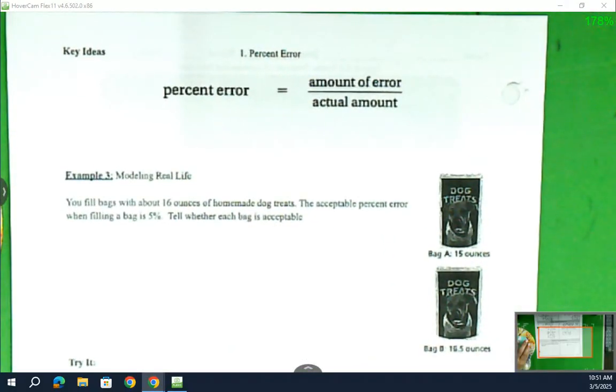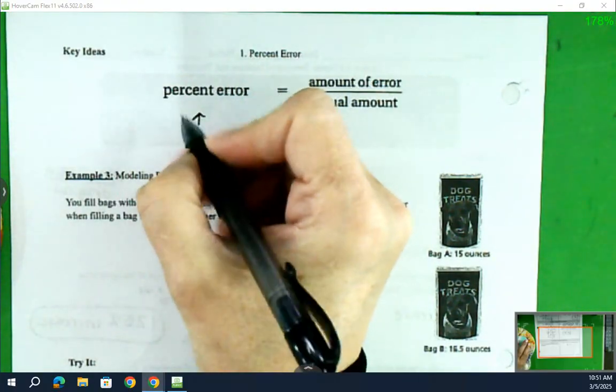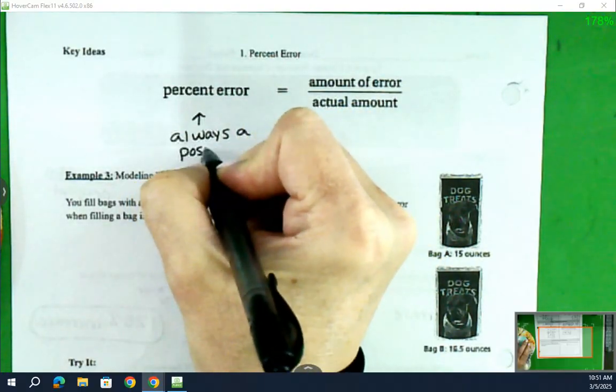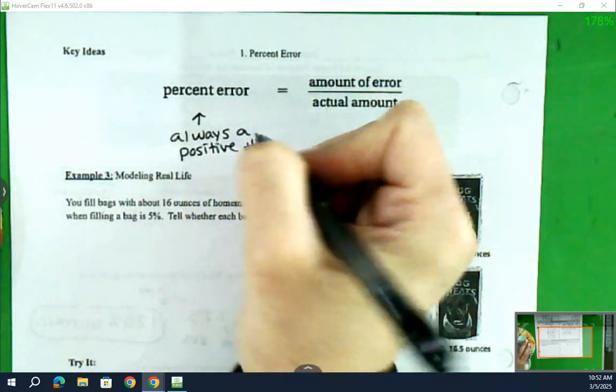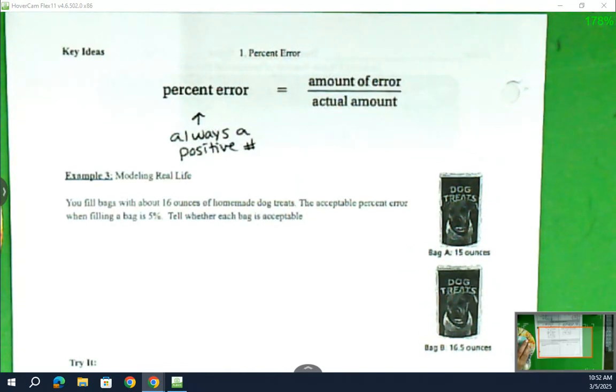Okay, sometimes we are calculating not for a percent of increase or decrease, but percent error. Percent error usually means how much you're off by in an estimation. So percent error, this right here is always a positive number because it's how much you're off by. Okay, modeling real life. You fill bags with about 16 ounces of homemade dog treats. The acceptable percent error when filling a bag is 5%. Tell whether each bag is acceptable.